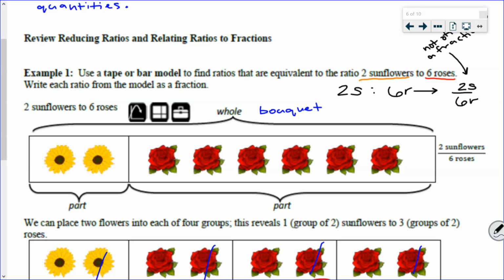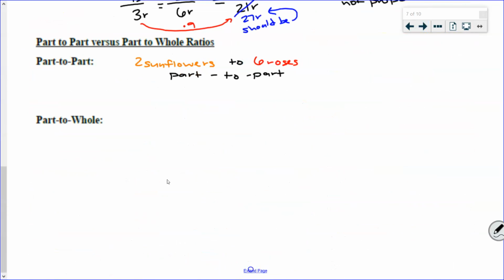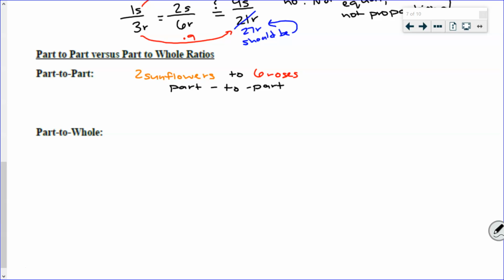How did you get that? How did you get the number 8? Can someone help her out? How did you get the number 8? Stephen? 6 plus 2 is 8. So we simply add the 2 parts together, part sunflower, part roses, add them together, and that gives us the whole amount. And so let's finish up that example here to really understand part to whole.